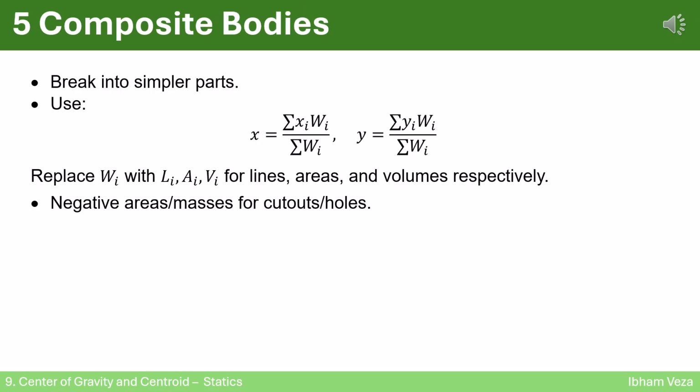Composite bodies. For composite bodies, complex shapes are divided into simpler geometric components, whose centroids are already known. We calculate the weighted average of the individual centroids using their masses, areas, or volumes. If the shape contains holes or cutouts, these regions are treated as negative areas, or negative masses. This method is widely used in engineering design because many real structures consist of combined geometric shapes.